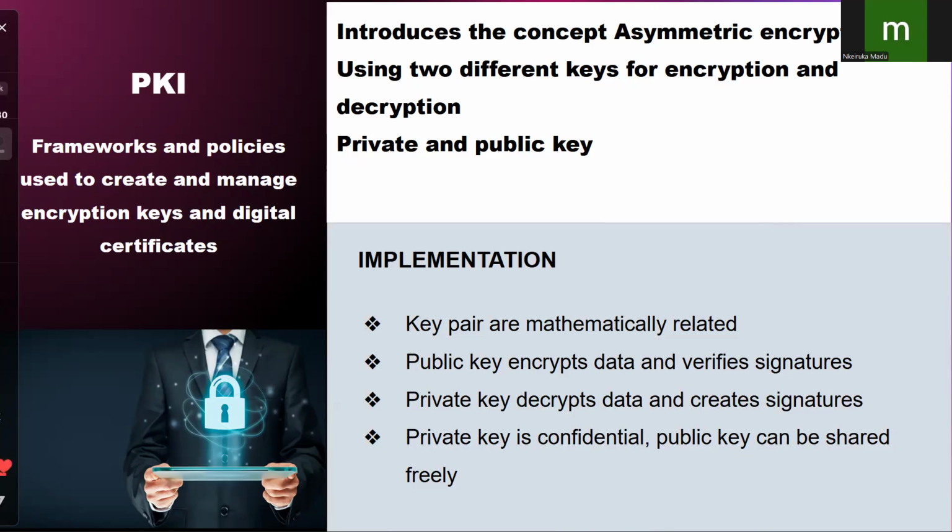If it is for confidentiality, the public key encrypts and the private key decrypts. If it is for non-repudiation, which is for signature signing, the private key encrypts and the public key decrypts. So that's why we say the public key encrypts data and verifies signatures, because that's what would decrypt the signature. But the private key would decrypt the data and create the signature.